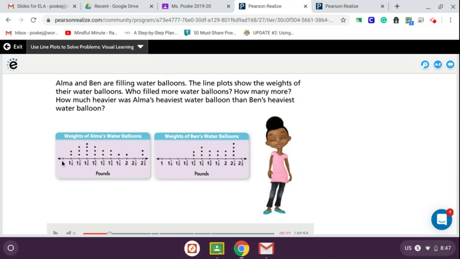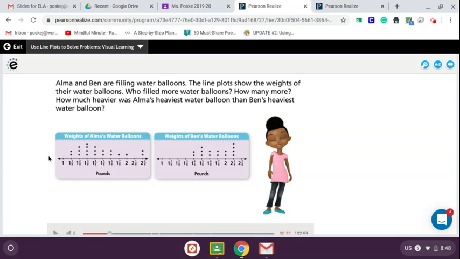Remember, a line plot is this number line right here with data or information. We have our numbers at the bottom of our number line, and then because it's a line plot, we have the dots or the points that make it a line plot. And what does this mean, some of you may be asking. Well, this first table means weights of Alma's water balloons. And then the second table is weights of Ben's water balloons.